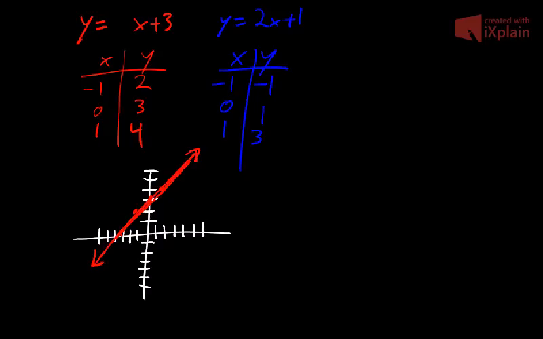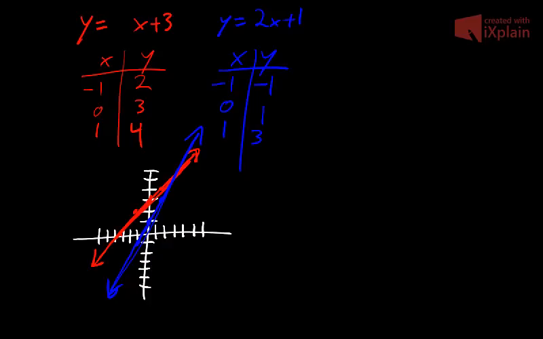My second line is going to be y equals 2x plus 1. So I had -1 here, 0, 1 here, and 1, 3 right there. It's going to be going up and down this way. And I know this is a very ugly graph.